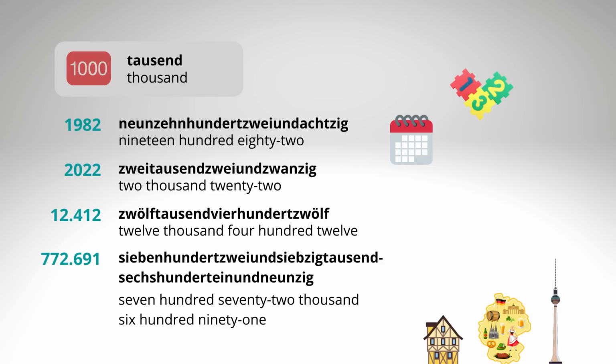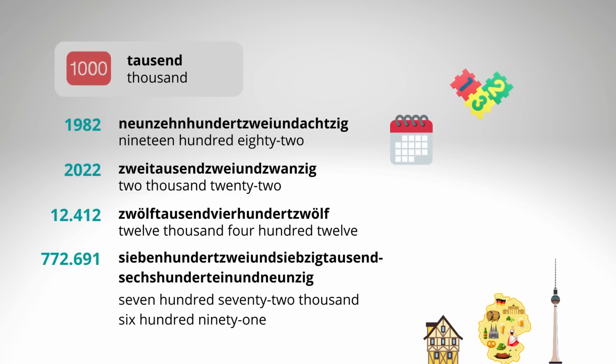But now let's have a look at 2 even more difficult examples. Let's try to translate the following number into German. We have the number 12,412. Here we start with the multiple of 1000, in this case 12,000, in German zwölftausend. Then we add 400, in German vierhundert, and then we add 12, in German zwölf. So the whole number would be zwölftausendvierhundertzwölf. Alright, are you up for a real challenge?